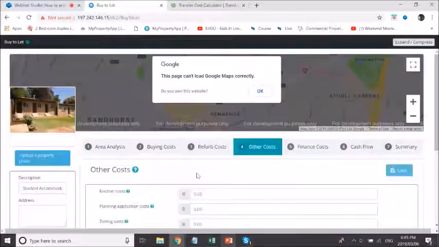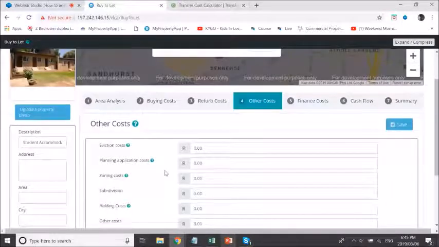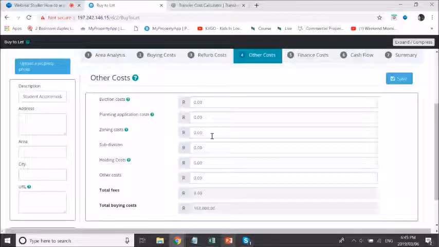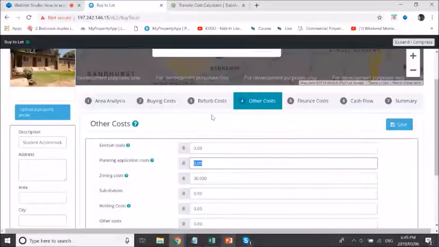Other costs, so evictions, planning applications, zoning, etc. For this one, we will need to rezone it. It's currently zoned Res 1. If you want to do student accommodation, it needs to be zoned for commune status. I don't have the exact cost for this, but it's probably going to be around the 30,000 Rand mark. And I'll probably need to pay an architect to do the drawing.